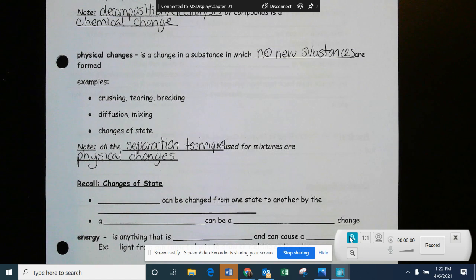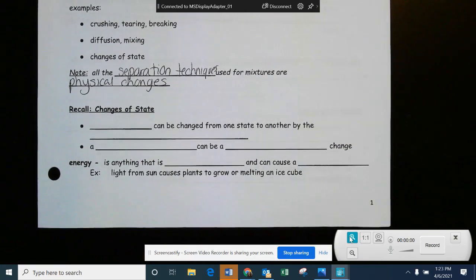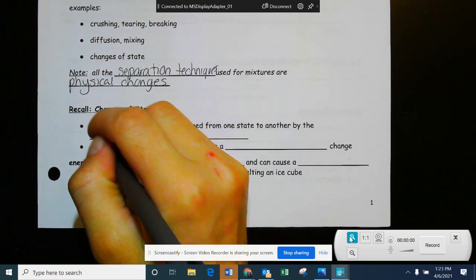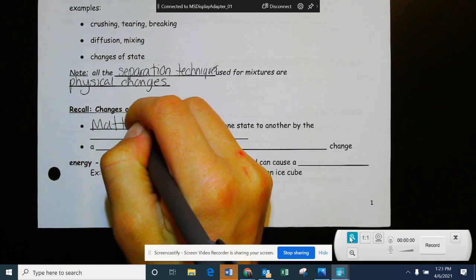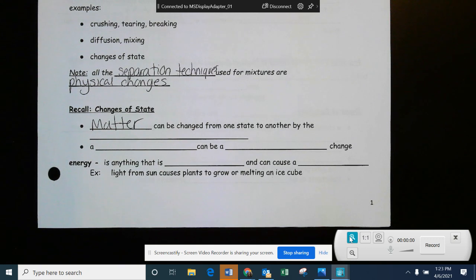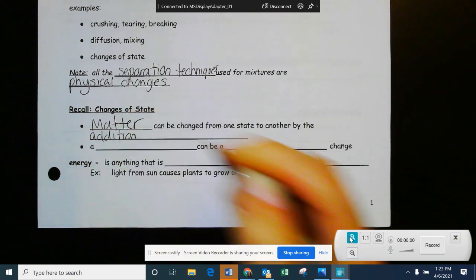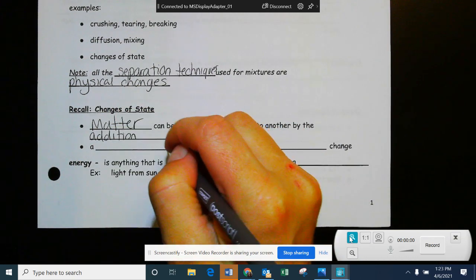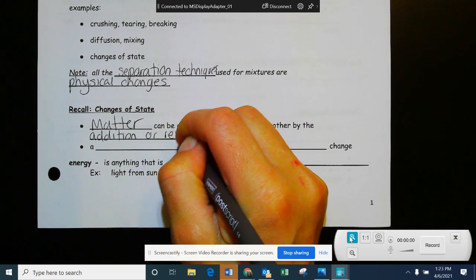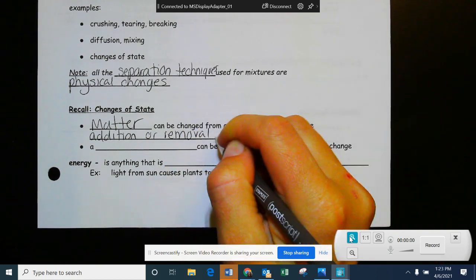For example, the distillation, you're getting something to its boiling point. You're changing its state into a gas and then recondensing it. Physical changes. Okay, and recalling changes of state, matter can be changed to one state or another by the addition or removal of energy.